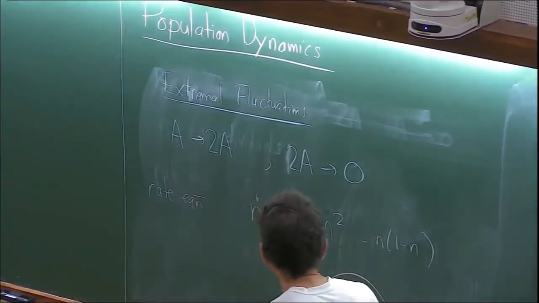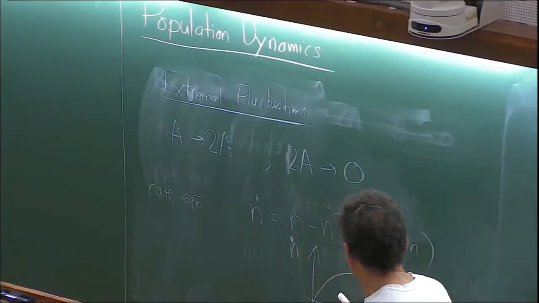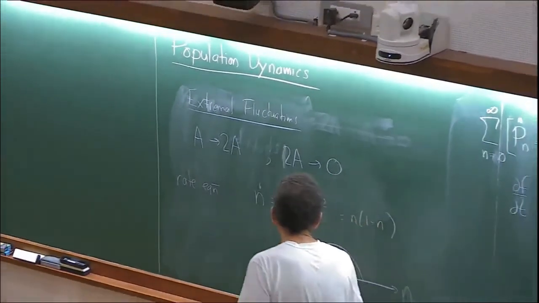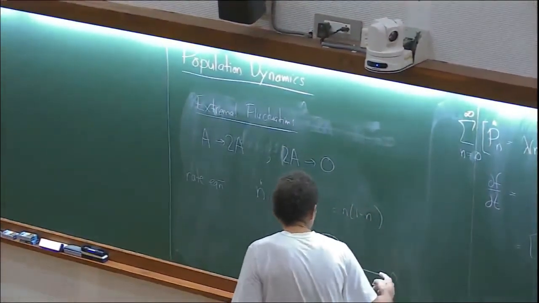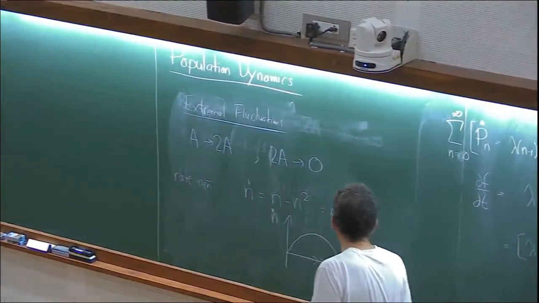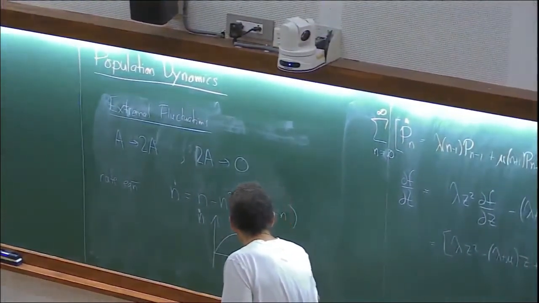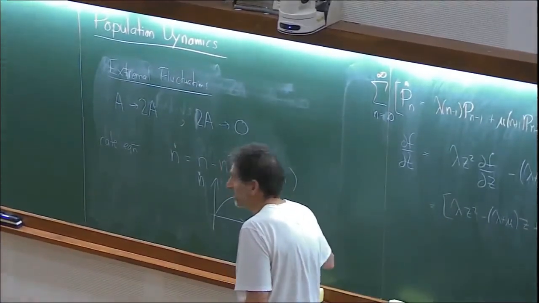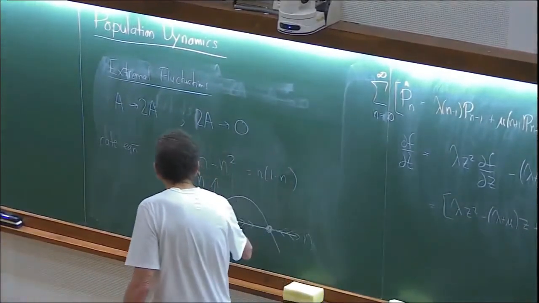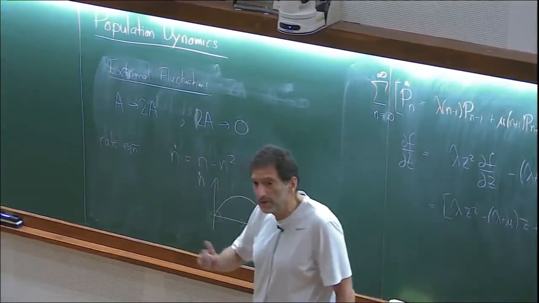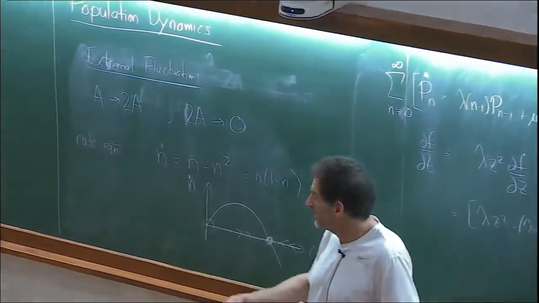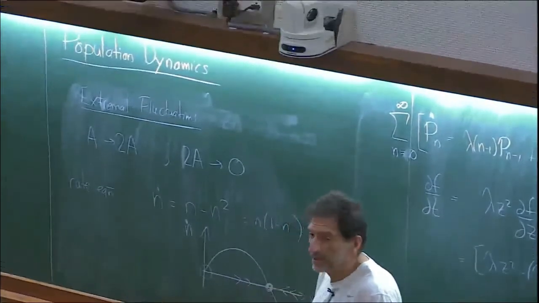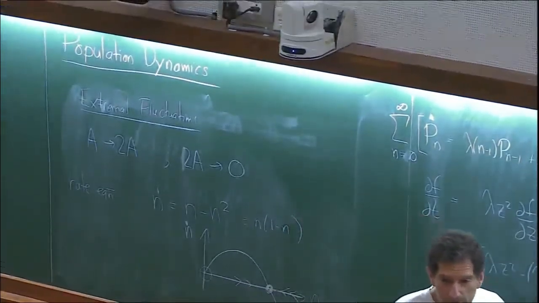and so it means that when n is in this range, n dot is positive, and so you're drawn to this fixed point. If you're out here beyond n equals 1, then this curve goes negative, and so you're drawn to a stable fixed point here. The fixed point at 0 is unstable. So as soon as you have just one individual, you are driven by the dynamics to go to the state n equals 1.